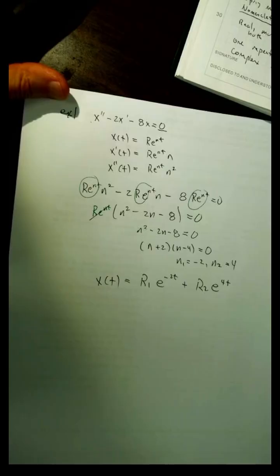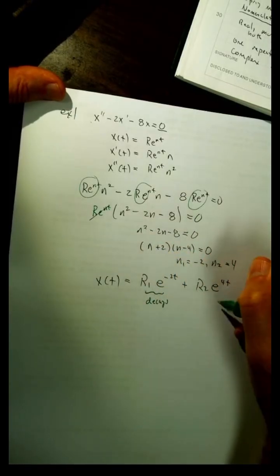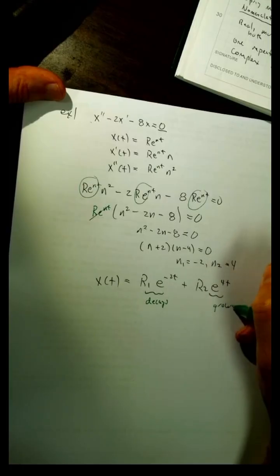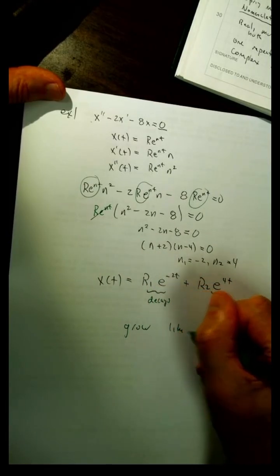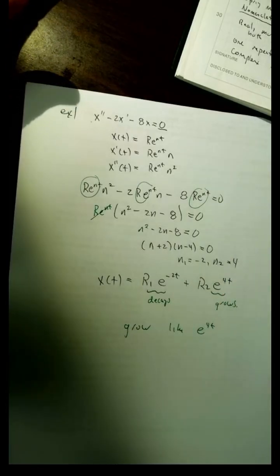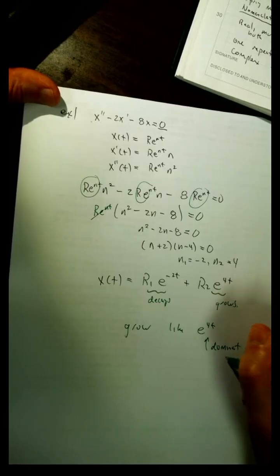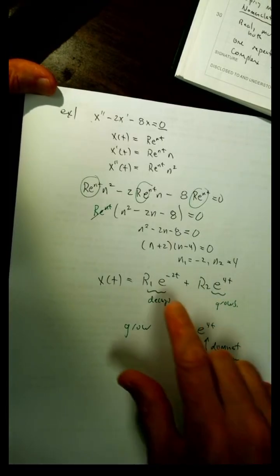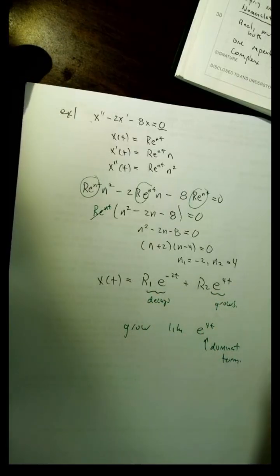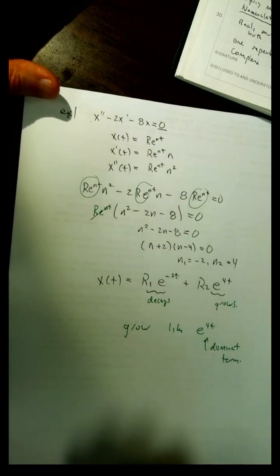How does this behave? Well, this thing decays. This thing grows. So the whole thing is going to grow like e to the 4t. The dominant term is e to the 4t, right? After a short amount of time, this gets close to 0, and this thing keeps growing. So this is the biggest term that matters. All right, let's do another example.